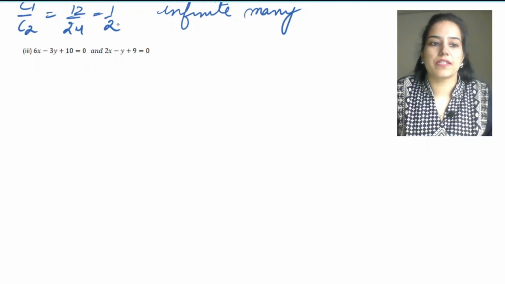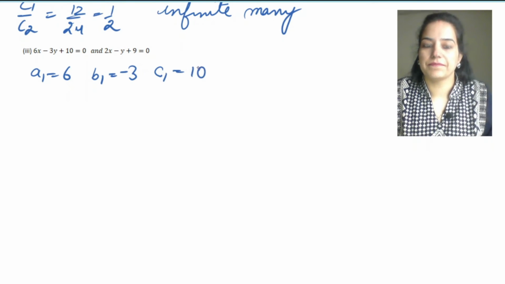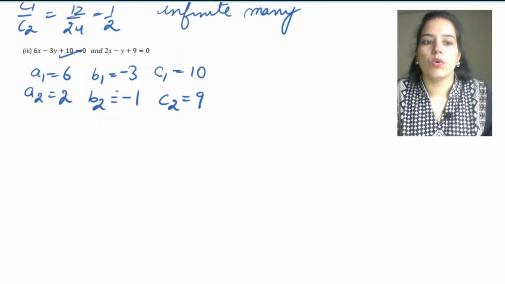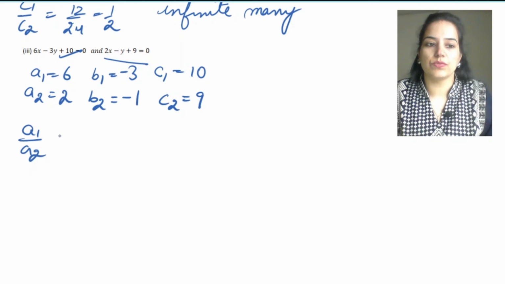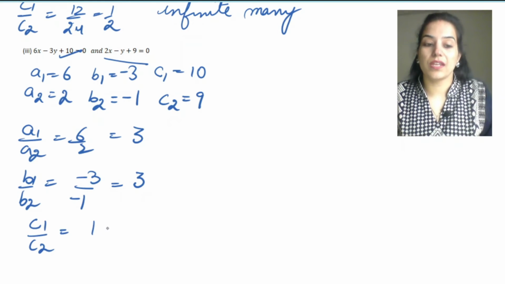6x plus 3y plus 10. So A1 here is 6, B1 here is minus 3, and C1 here is 10. Then A2 here is 2, B2 here is minus 1, and C2 here is 9. All the 1s from the first equation, all the 2s from the second equation. Now let's take the ratios. A1 by A2, that is 6 by 2, that is 3. Then B1 by B2, right, which is minus 3 by minus 1, which is plus 3 again. Then C1 by C2, which is 10 by 9.